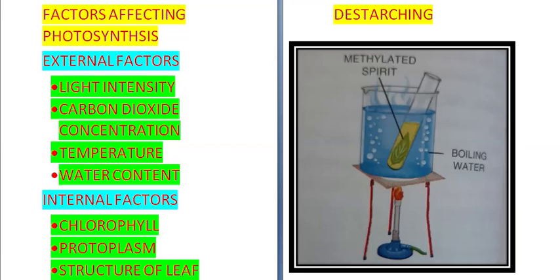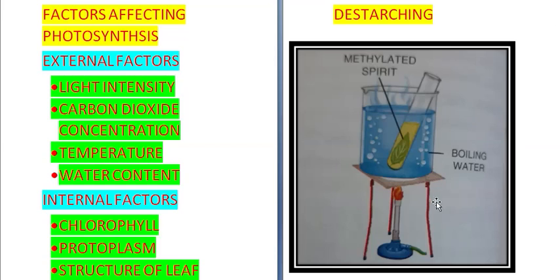The test is called the iodine test, in which what you can do is dip the leaf in boiling water for a minute. This will kill the cells of the plant. Boil the leaf in methylated spirit over a water bath. Don't boil it directly because then it can catch fire. You take the leaf in the test tube.